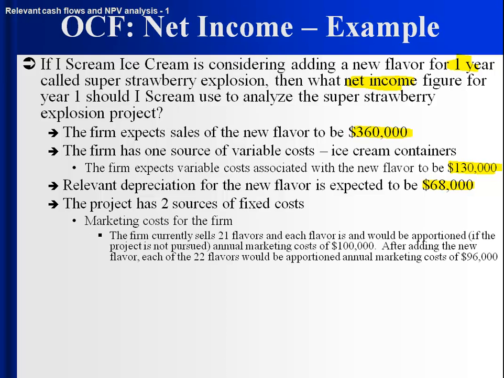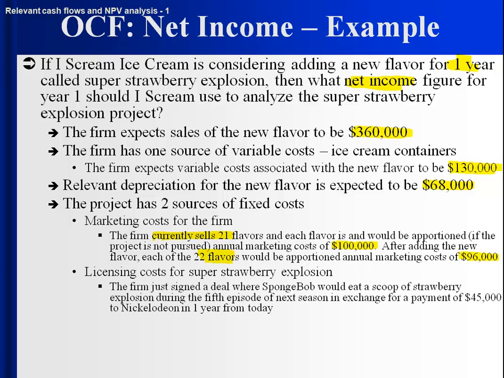And so right now the firm currently sells 21 flavors. And each of those flavors would be apportioned, if the project's not pursued, marketing costs of 100,000. If they do pursue the project and add the new flavor, then there would be 22 flavors, and each would be allocated $96,000 in marketing costs. So we can use that information and maybe figure out whether the costs are relevant, maybe not, and if they are, figure out what we need to take into account.